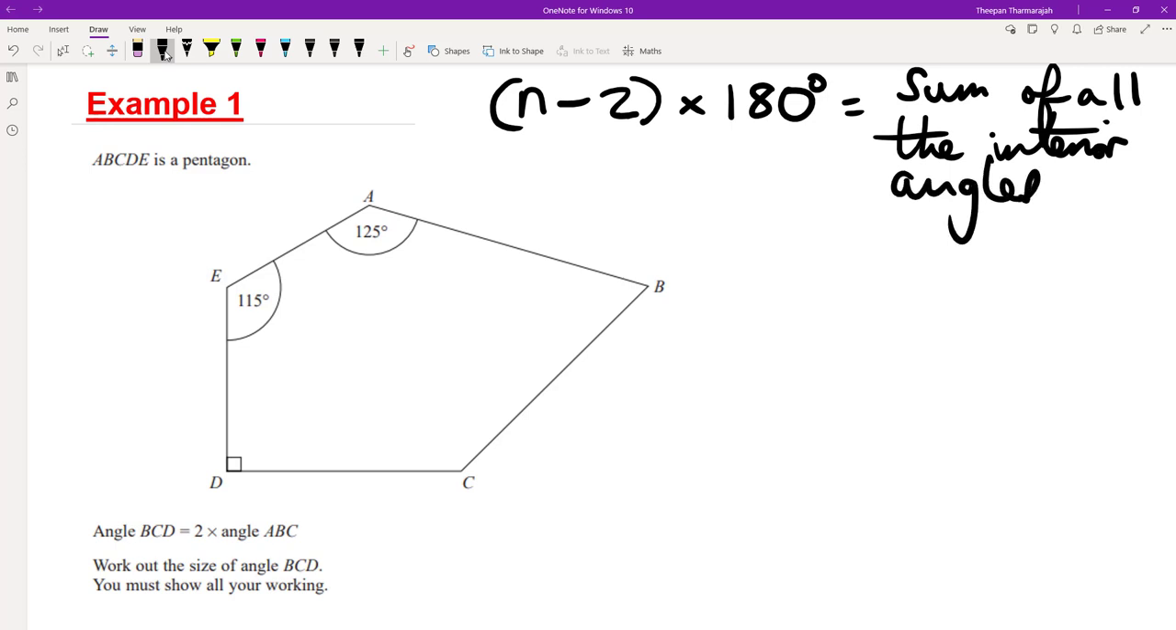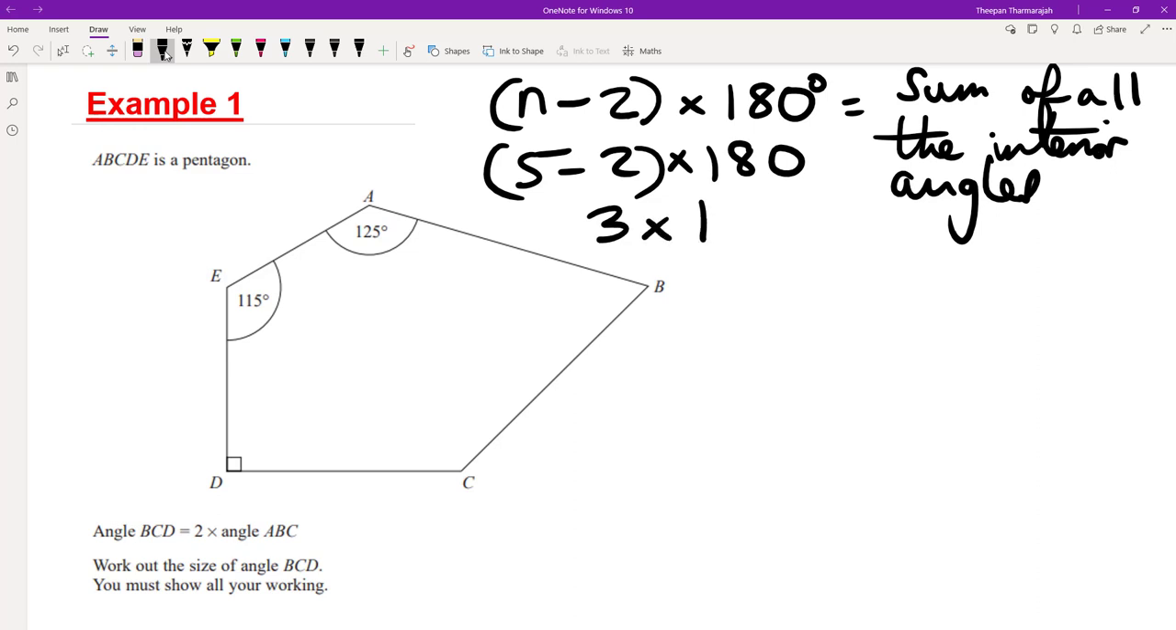If I look at this question here, it says that we've got some irregular polygon, and it's got 1, 2, 3, 4, 5. So it's got 5 sides. So it's going to be 5 take away 2 times by 180. So we've got 3 times 180 degrees, which is going to be 540. So we know that the sum of all of the angles inside this irregular pentagon, because it's got 5 sides, is 540.